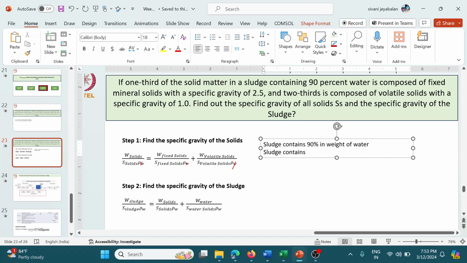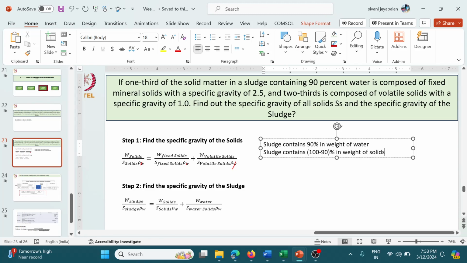Can you tell me what will be the percentage of solids if 90% of the sludge is water? What will be the percentage of solids in the sludge? 10%. Yes, 10%. So it is 100 minus 90 percent by weight. The sludge contains 90% water by weight, and the rest is solids.